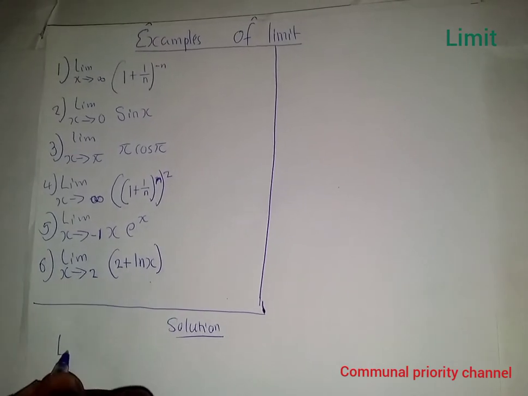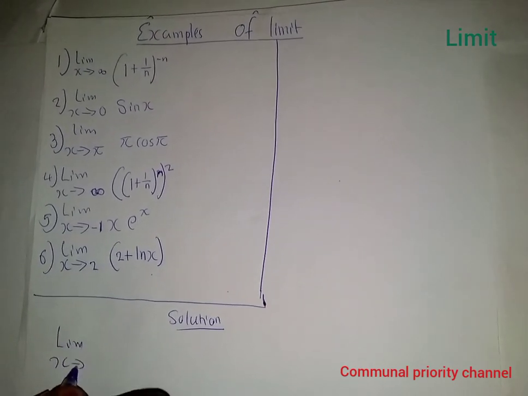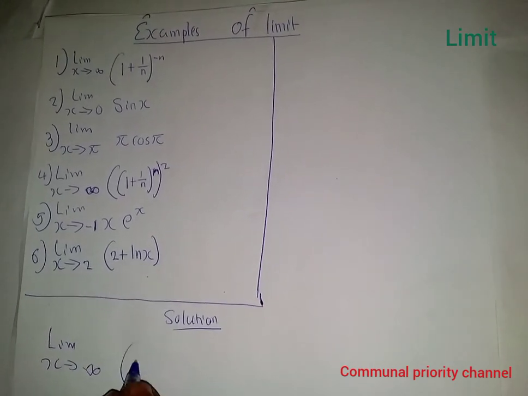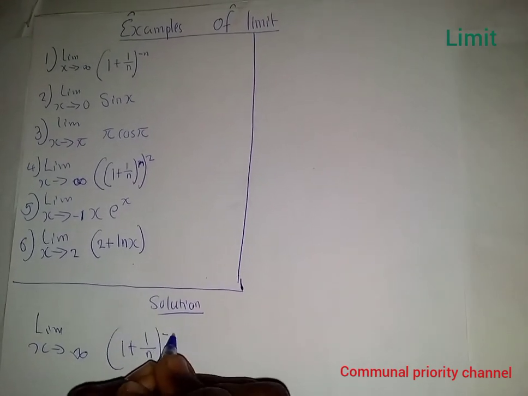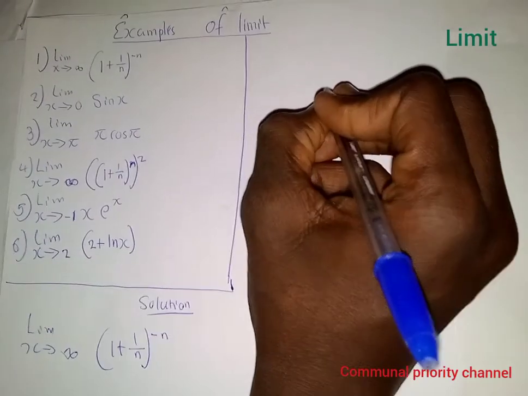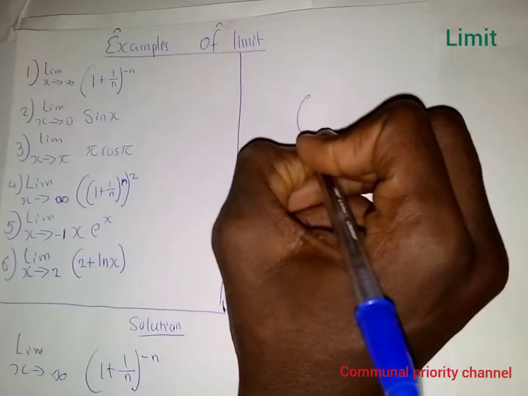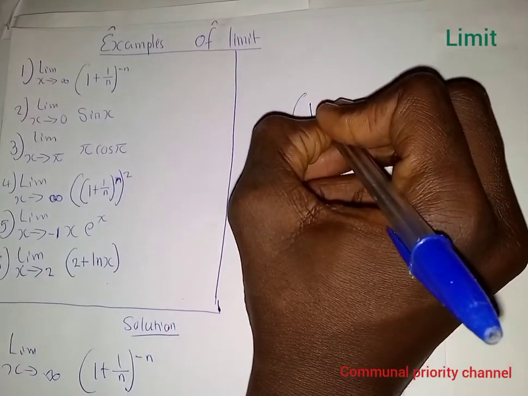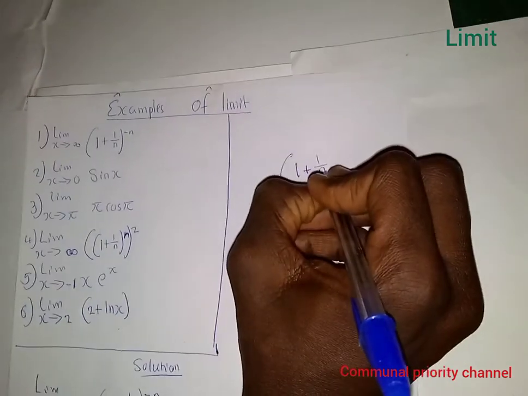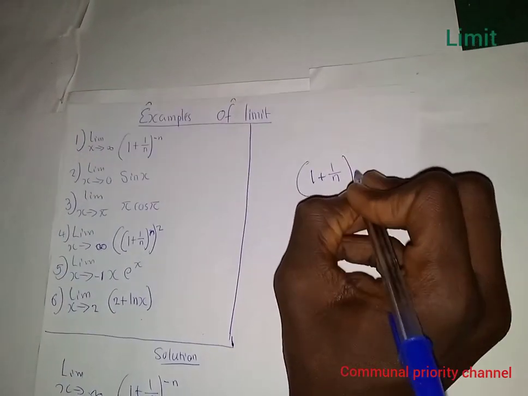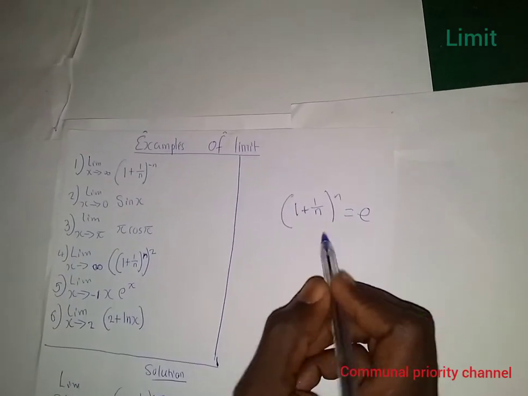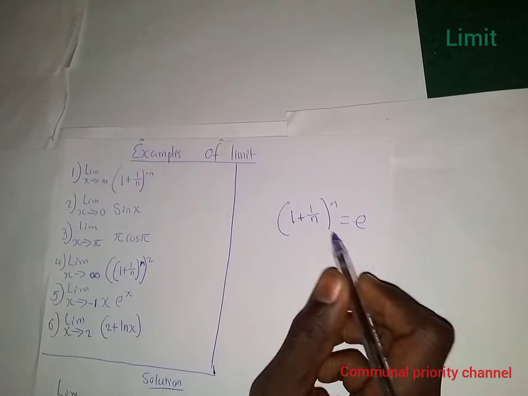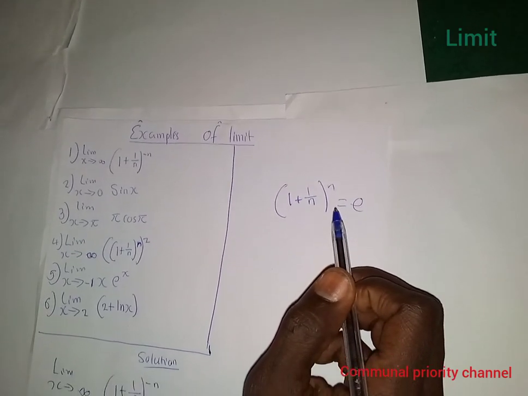Number one, we say limit as x approaches infinity of open bracket 1 plus 1 all over n close bracket to the power of minus 1. There is a proof that we did in our previous video that 1 plus 1 all over n to the power of n is equal to e. We have proven this in our previous video. You can check it in our channel.